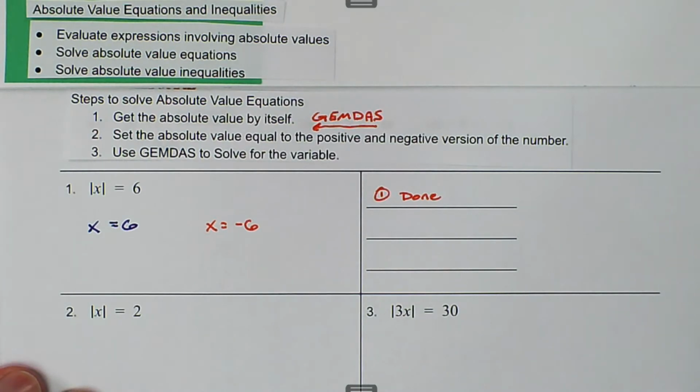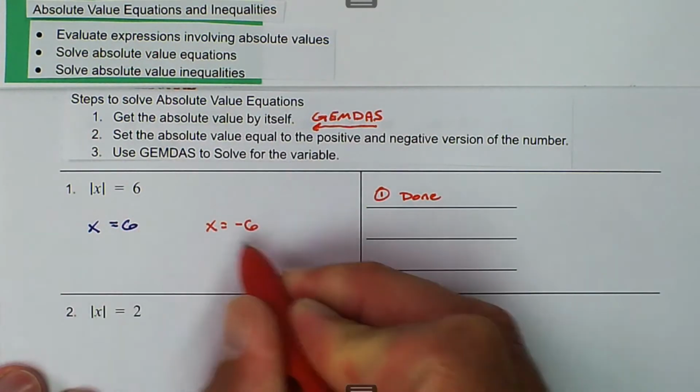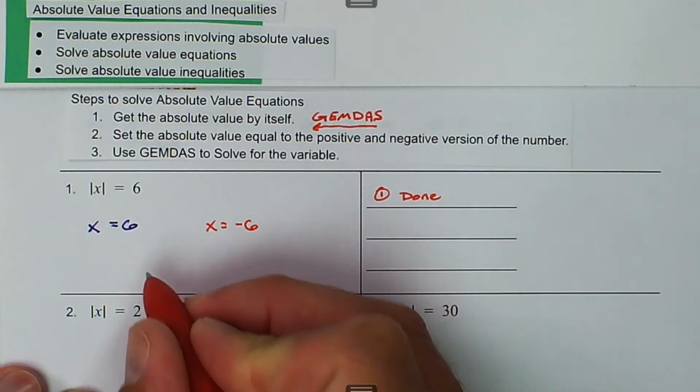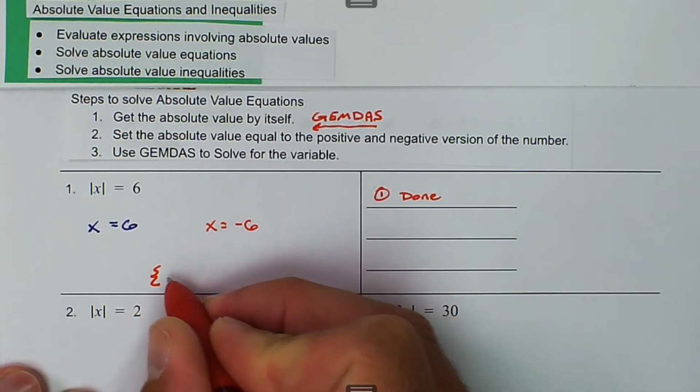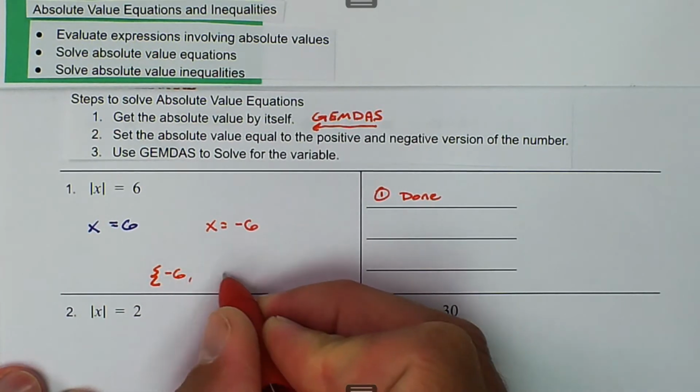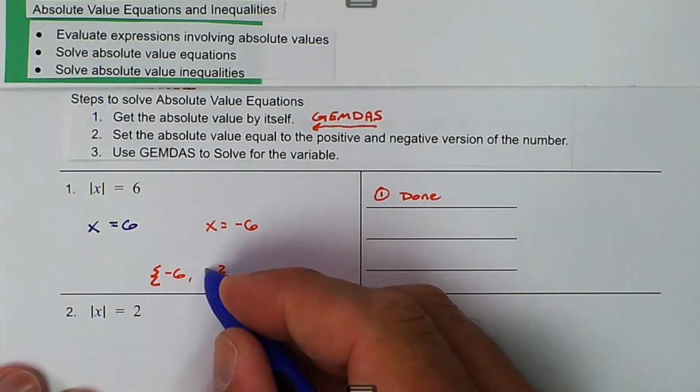And then step 3 is use GEMDES to solve for the variable. Well, for this one, that's done as well. There's nothing we can do there. So our answer is x can be equal to 6 or x can be negative 6. Then we can write that as the set of negative 6 and 6. That will be our solution.